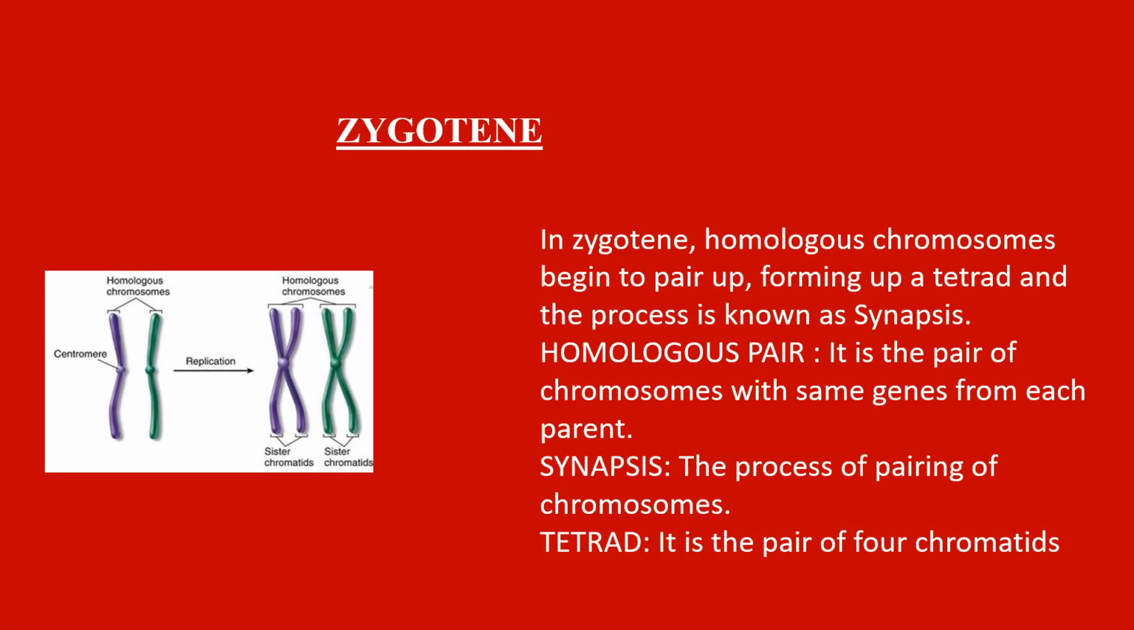As you can see, in zygotene, homologous chromosomes begin to pair up. Each chromosome has two chromatids, so they are known as bivalent, but when homologous chromosomes pair up, they have four chromatids, then they are known as tetrad, and the process of pairing up is known as synapsis.